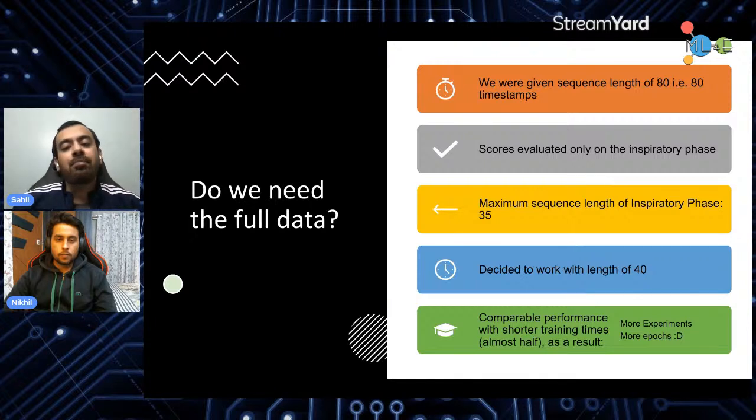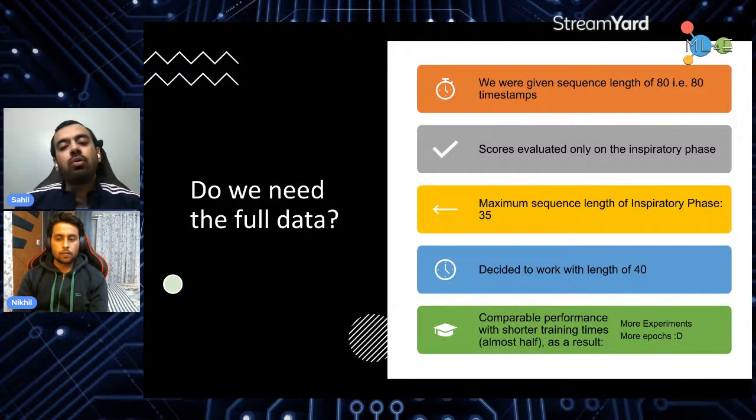Now, knowing this fact, we tried a couple of experiments. We tried to see what the maximum sequence length in the inspiratory phase is. So, for example, my breath would be very different from Nikhil's breath. Our breathing capacities would be different, and the duration during which we would be inhaling would also be different. I might breathe in for, let's say, 1 second, whereas Nikhil might be breathing in for 0.75 seconds. So we had variable inspiratory phases across different breaths, but the maximum length was around 35.